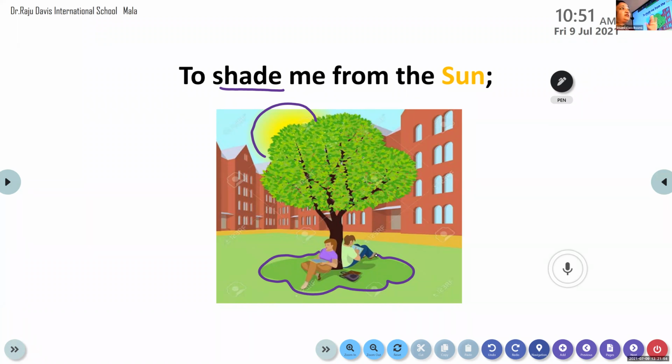If there is any tree nearby, we can just go and stand under the tree. Then we will feel better. Have you ever tried to do that?